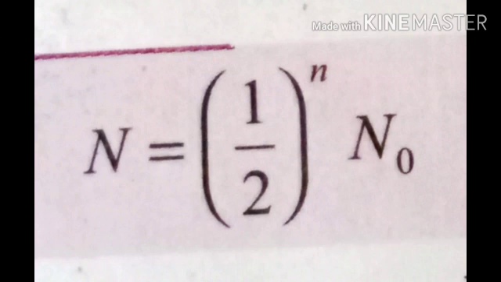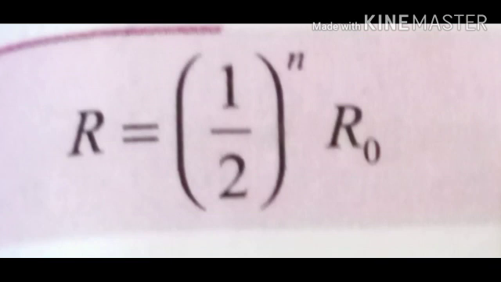Activity of a radioactive sample also obeys the exponential law. So we can also write the equation for the activity similar to this. After n half-lives, activity or decay rate of any radioactive sample can be written as R is equal to 1 by 2 whole to the power of n into R naught. This is for the activity, that means decay rate. Okay. That's all.